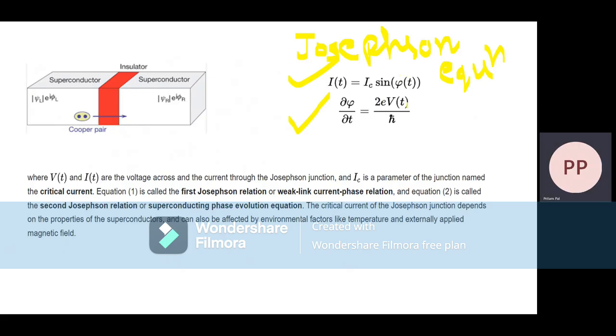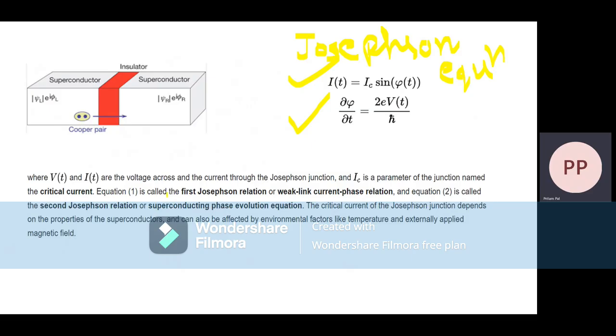This phase, when you are applying a potential. If V is zero, no radio frequency or any excitation, then phi will stay constant. If you are applying some potential, then phi will evolve over time. That is why here V and I are the voltage across and the current through the Josephson junction, and IC is the parameter of the junction. It's called the critical current.